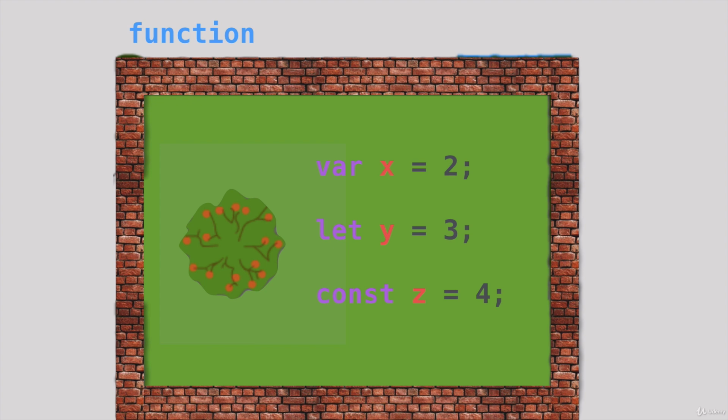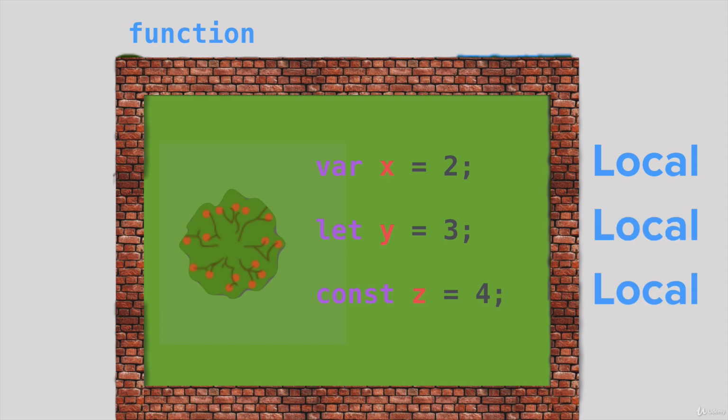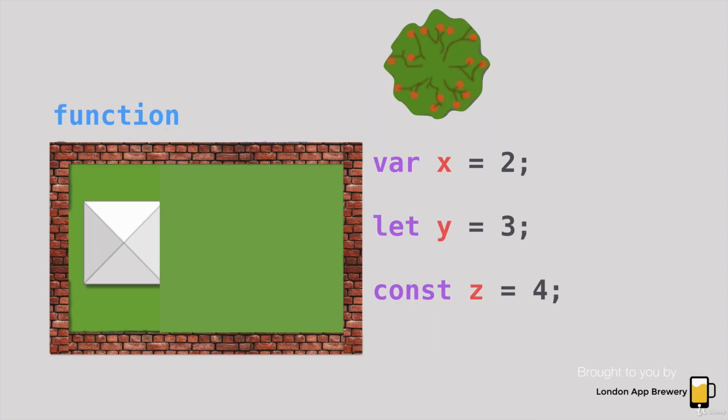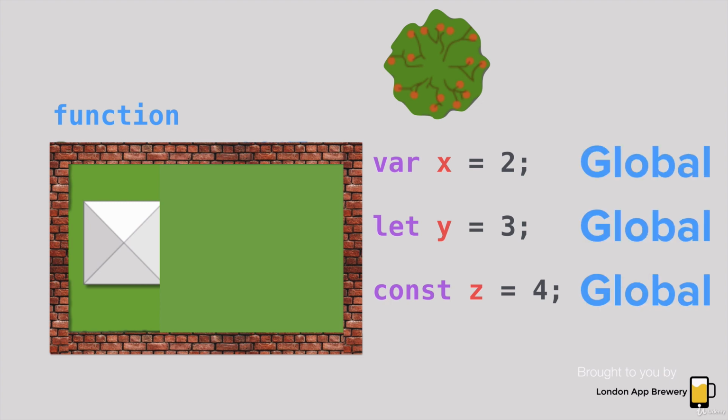Now, with var and let, we're able to change its value, but they behave slightly differently in relation to scope. So in terms of functions, for all three, they are all local. If you create a variable using var, let, or const inside a function, they all are local variables. They can only be used inside the function. But if you create any of these three types of variables outside the function, then they are all global variables and they have global scope. They can be accessed and used anywhere inside the file.